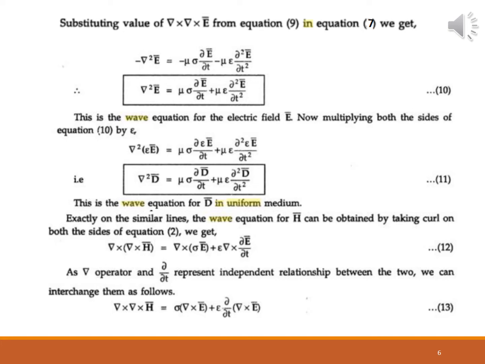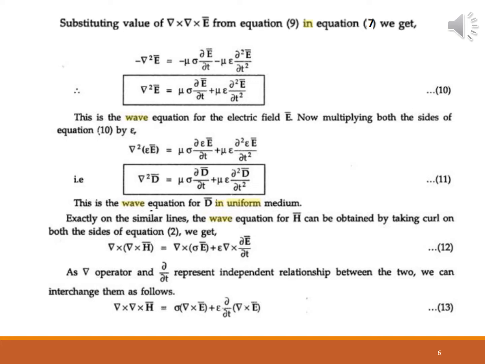Similarly, how can you write the wave equation in terms of the flux density D? What is the relation? D is epsilon into E. So I'm just going to multiply with an epsilon on both sides. And then this equation will get modified as del square D is equal to mu sigma dou D by dou t plus mu epsilon dou square D by dou t square.